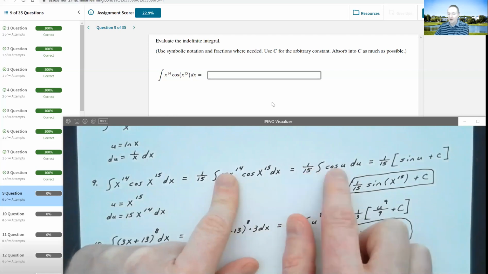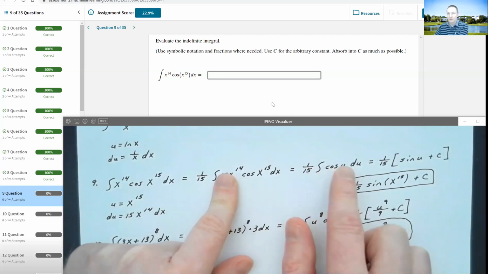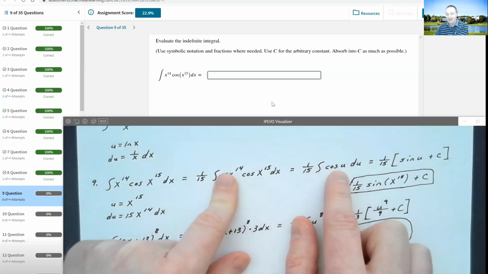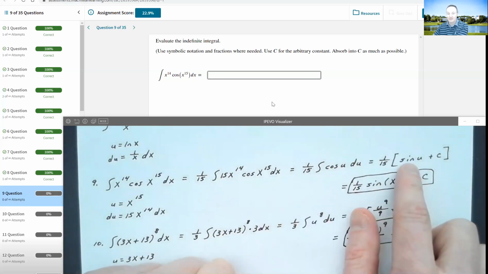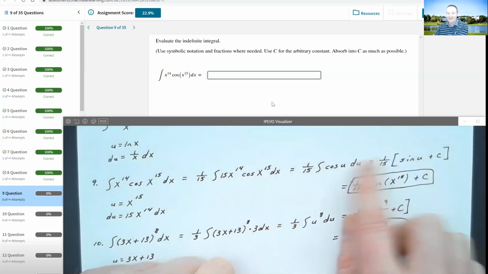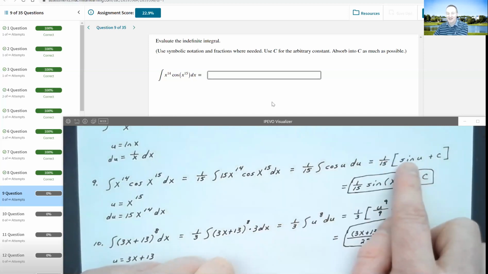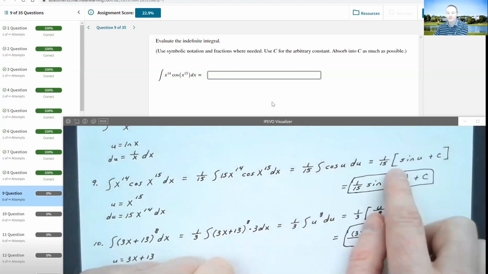Now, I can integrate the cosine. I know that the integral of the cosine is going to take me back to the negative of the sine function, or sorry, back to the positive of the sine. Derivative of cosine is negative sine. Integral of cosine is positive sine. Got to keep your signs right there. Now I'll say integral of cosine is sine of u plus c.